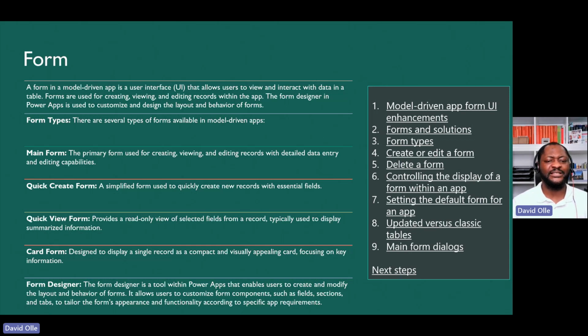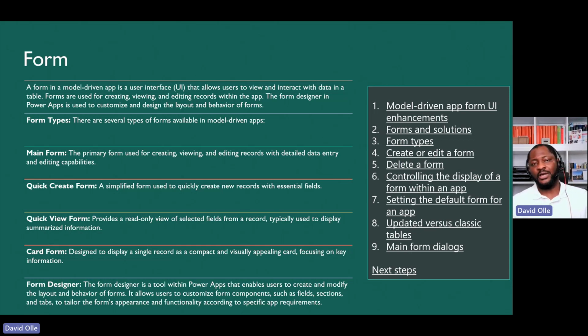The quick create form is basically for collecting just a few, very essential pieces of data about a particular record, so you'll create a quick create form to do that. And of course, the quick view form is a read-only view of the fields you've already created, and essentially displays summarized information. The card form is essentially designed to display a single record as a compact, visually appealing card, focused on key information.